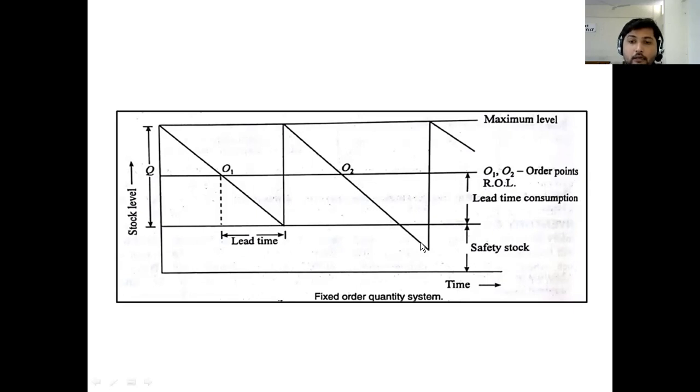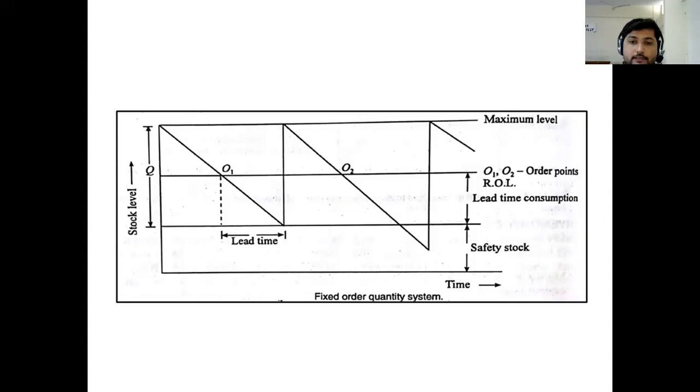Now the order you have placed, and at this time you will get the delivery of that particular order. Once the replenishment action begins, it will take us to the maximum level. So your order quantity should be equal to the economic order quantity.